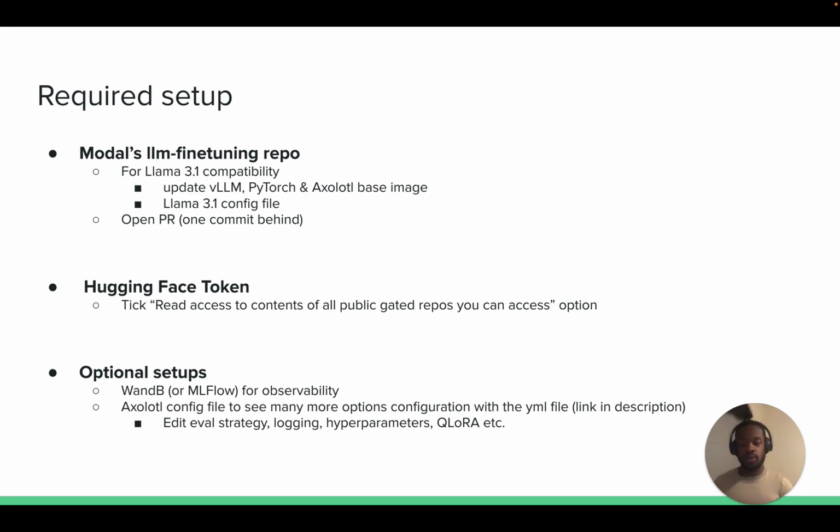So optional setups, which I'll be using, is Weights and Biases, but you can also use MLflow for observability. And then we're also going to be utilizing an Axolotl config file, which has many different options like QLoRA, editing your eval strategy, logging, hyperparameters, and many more. So these are some additional things that you can do for observability and for customizability, controllability, squeezing out more performance. All right, onto the walkthrough now.